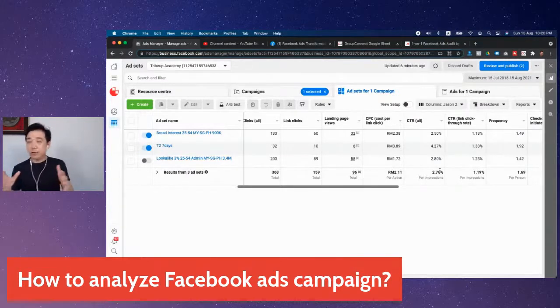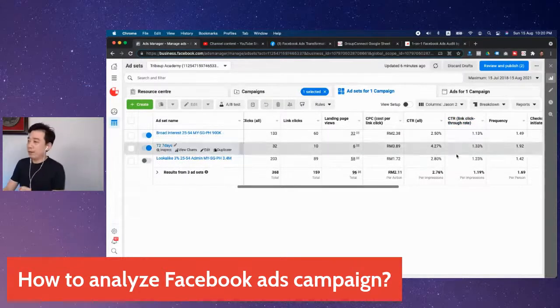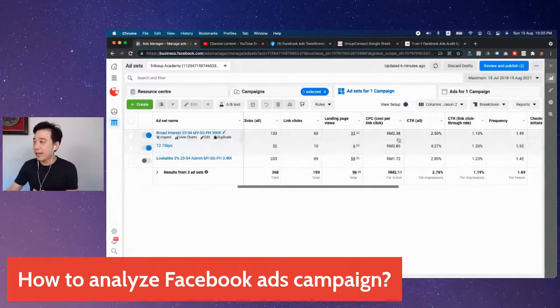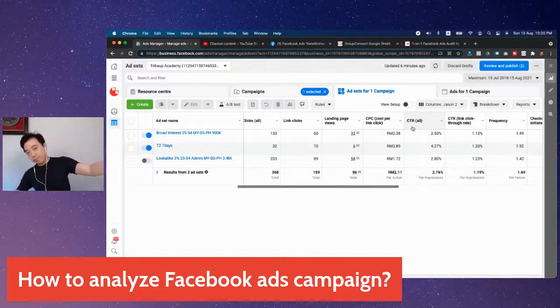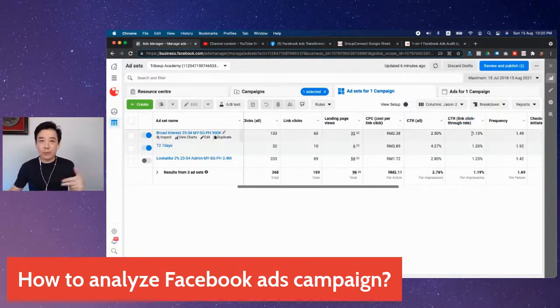But ultimately, we also want to drill into the CTR link click, meaning the call to action button. So that's why I put CTR all and CTR link click. The benchmark, I would say, if you want to be on the healthy side, your CTR all has to be 2% and above, and your CTR link click has to be at least 1% and above. This is something I've been talking about for a long time.